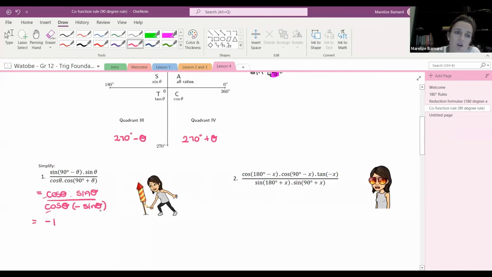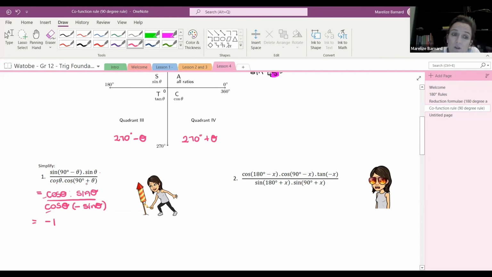If we start again with sine 90 minus theta, we are working with a complementary angle. We must apply the 90-degree rule, then cos changes to sine. So that will reduce to cos theta. Sine theta stays as is, cos theta stays as is.